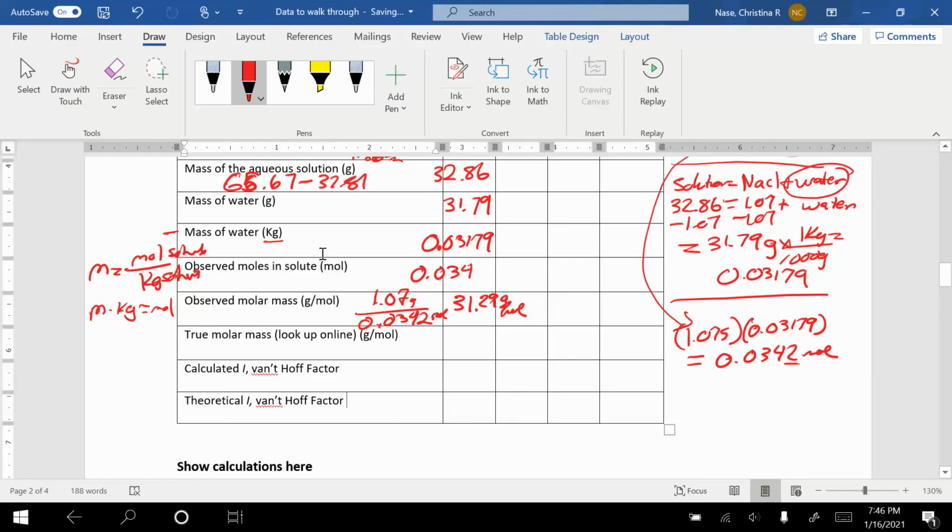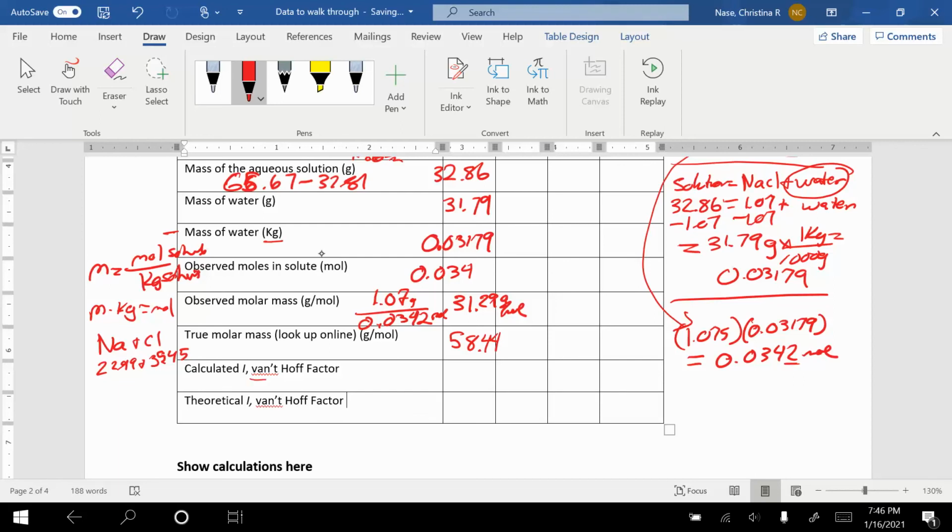It's sodium chloride. Sodium plus chloride, so that's what sodium is, 22.99, and the chlorine is 35.45. When you add those together, you get 58.44 grams per mole. Great.